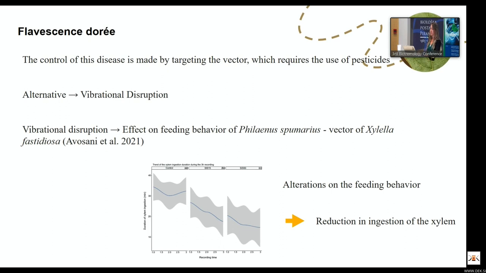As Rachele also mentioned, for flavescence dorée, the control that we have for this disease is mainly made by targeting the vector of the phytoplasma, which requires the use of pesticides. And the only biological alternative that we have until now is the vibrational disruption. Interestingly, the vibrational disruption has been shown by Avosani to affect feeding behavior. As Rachele mentioned, we have found in these past years that the vibrational disruption can interfere not only with mating, but with other important biological behaviors. In this case, they found that the feeding behavior was altered, especially with a reduction of ingestion of xylem.